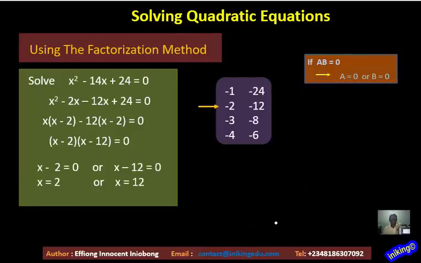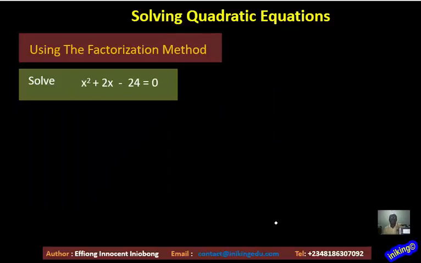That's all for this equation, x squared minus 14x plus 24 equals 0. The solution is x is equal to 2 or x is equal to 12. I'll take one more example, still making use of the number 24. But here I have x squared plus 2x minus 24. Again, let's increase our speed this time around.